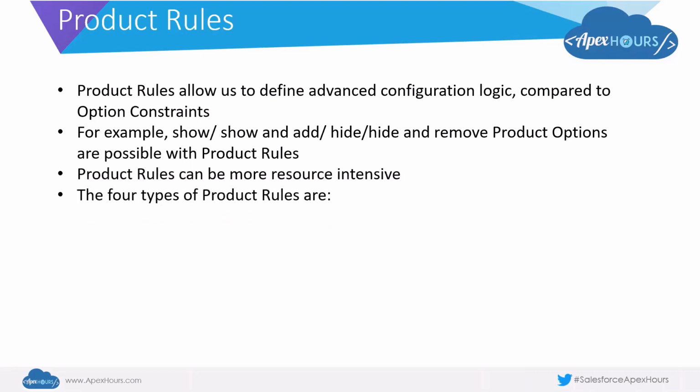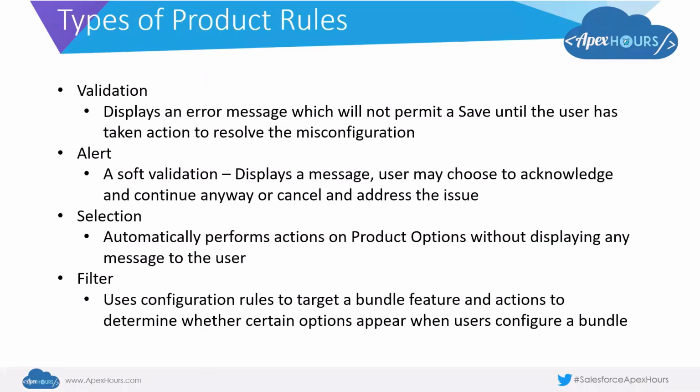There are four basic types of product rules, and they are validation, alert, selection, and filter. Now let us take a deep look into what each of these product rule types mean. So the first one is validation. This one is very identical in concept to Salesforce validation rules. It displays an error message which prevents us from saving until we have taken an action to fix what is incorrect.